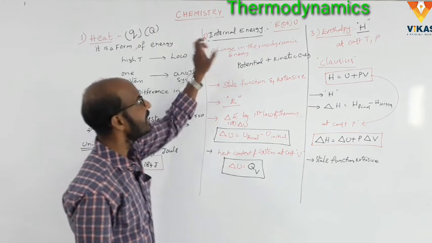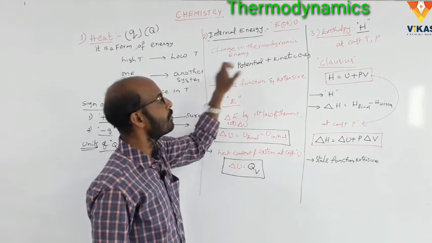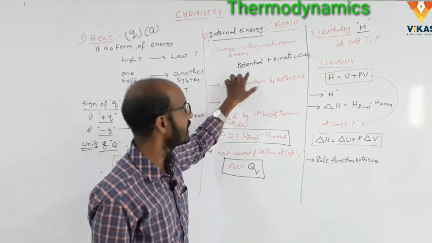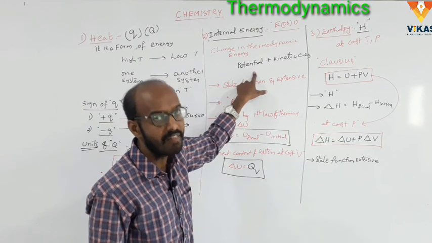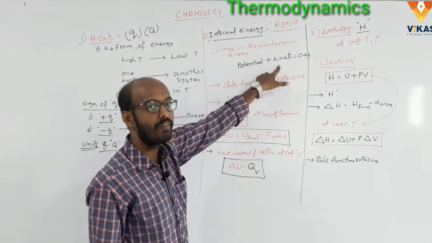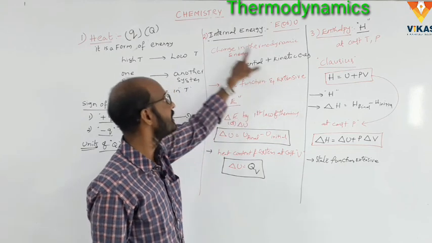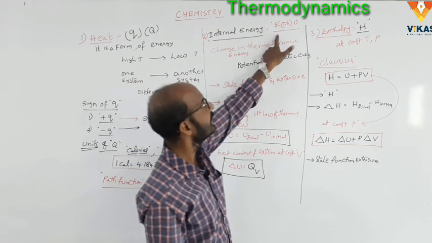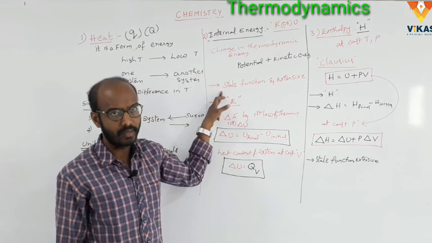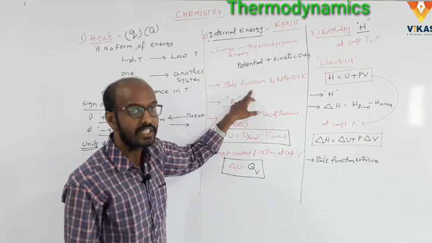And next one, internal energy. So what is internal energy? It is also known as the change in the thermodynamic energy. It is the sum of all types of potential and kinetic energy of the constituent particles at a given temperature. It is represented by U. It is a state function and extensive property. It depends upon the state of the system. It contains the initial and final state.